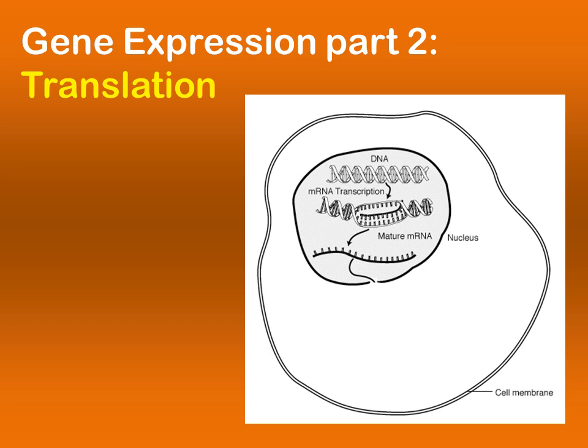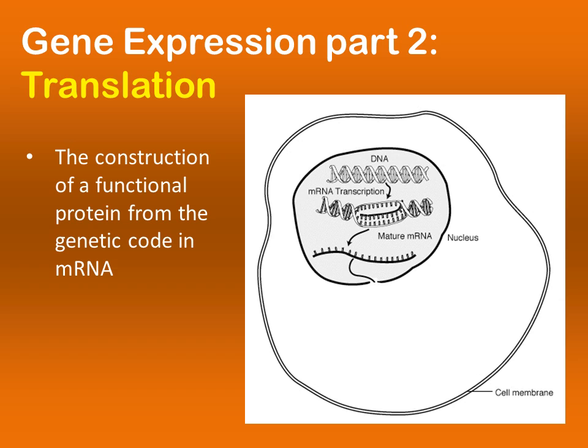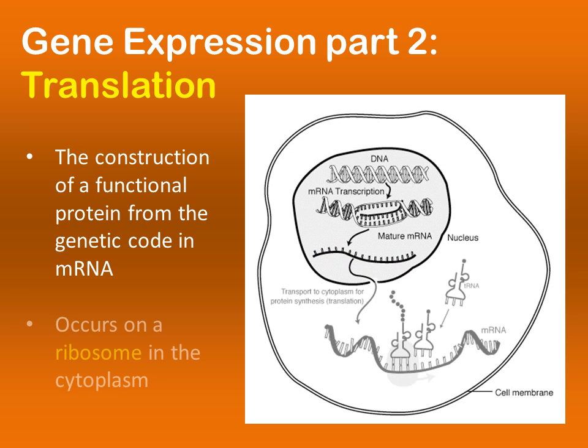The second part of gene expression is translation, and this is when actual protein product is formed from the genetic code contained in messenger RNA. Recall that messenger RNA was created through the process of transcription in the nucleus. A portion of DNA called a gene was transcribed, creating a single-strand messenger RNA molecule that then leaves the nucleus and enters the cytoplasm to become associated with a ribosome.